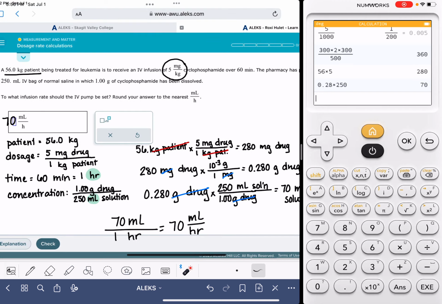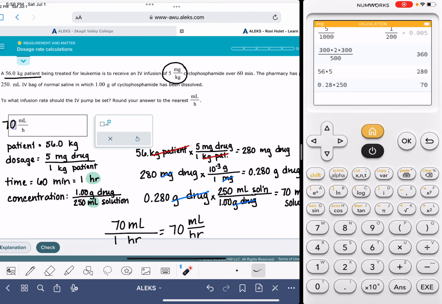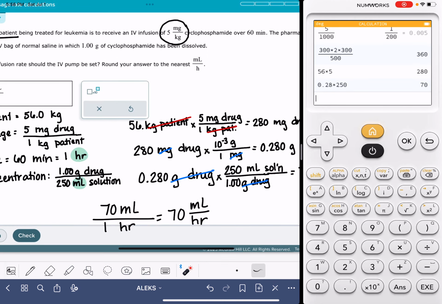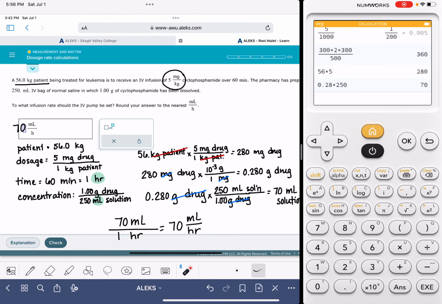So in the other version of the problem, you're going to start by calculating how much drug the patient has already received, which is basically starting here and working your way backwards to this step. You're going to do this calculation, and then this calculation, and then this calculation. So you're going backwards. And once you figure out how much the patient has already received, you are then going to figure out how much more the patient needs and determine if the rate needs to increase or decrease.